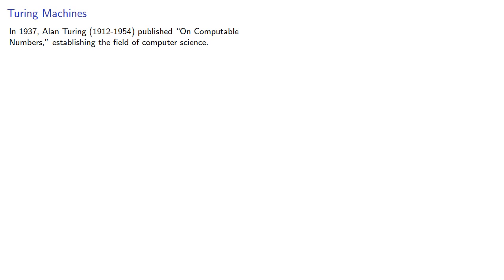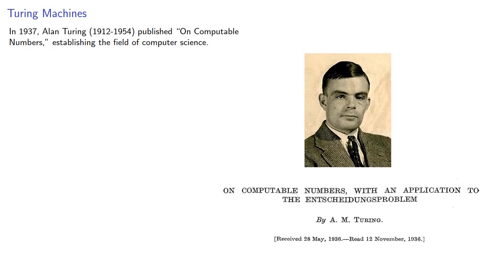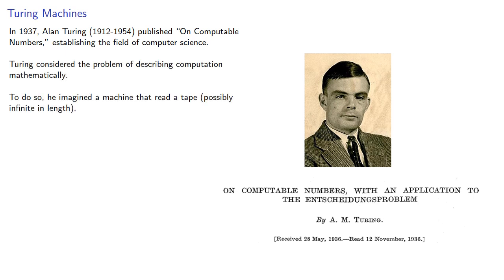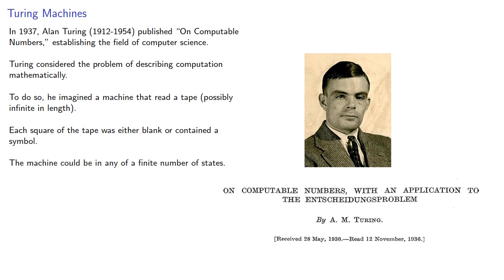In 1937, Alan Turing published On Computable Numbers, which established the field of computer science. Turing considered the problem of describing computation mathematically. To do so, he imagined a machine that read a tape, possibly infinite in length. Each square of the tape was either blank or contained a symbol. The machine could be in any of a finite number of states.